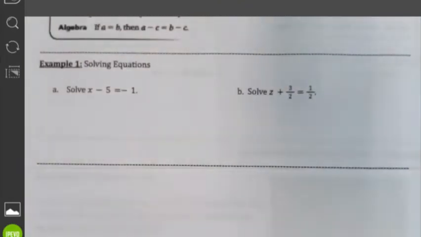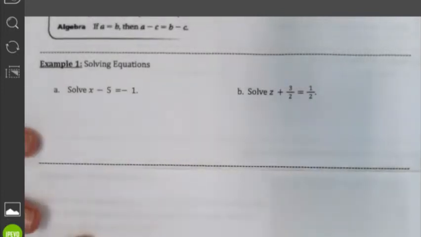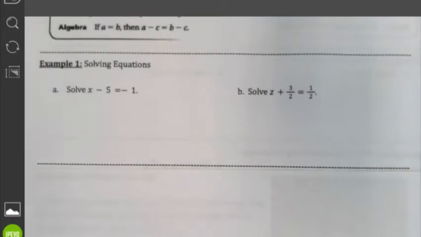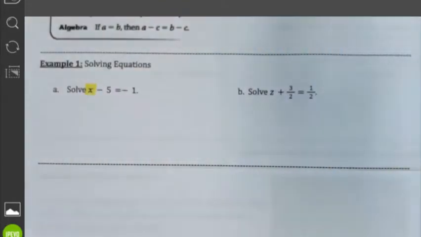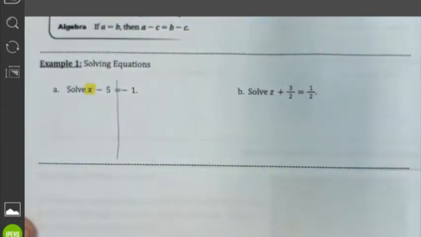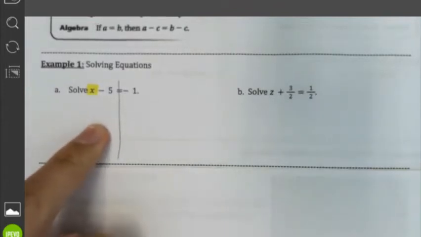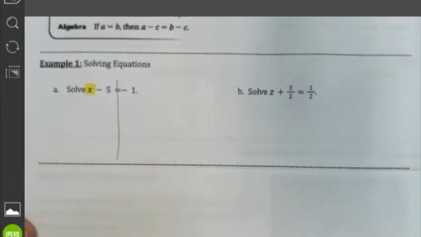Okay, we have two examples in example one. A reminder, when we are solving equations, you might want to use a highlighter to highlight the variable to remind us that that variable in the end should be by itself on the side of the equal sign. And we also like to draw a line down the center of the equal sign, showing that whatever we do here, we should also be doing on this side.